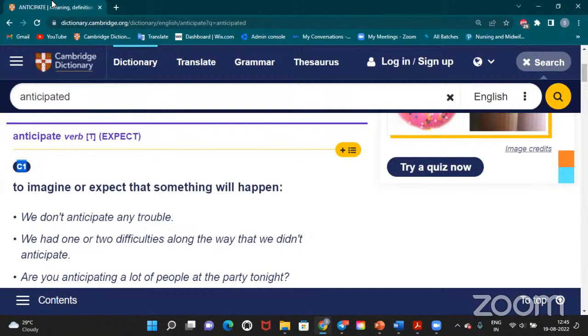Not everyone will attend these sessions. I'm least bothered even then. Those who are interested, they're learning. That's what I want. So now we are learning words. Many people don't know what to write. So we are now going to play with words.